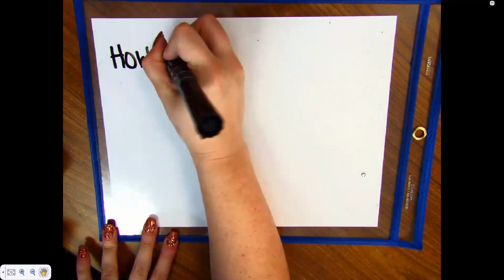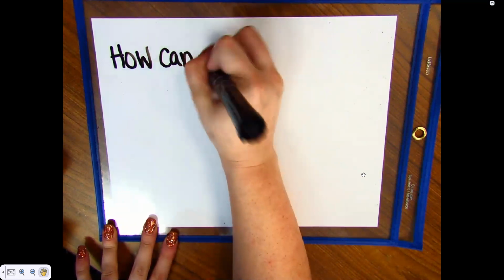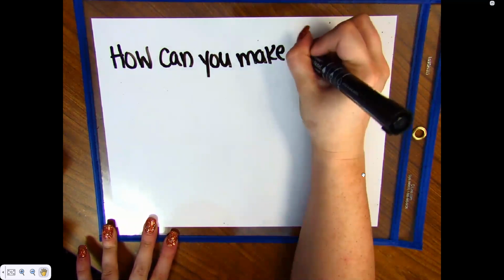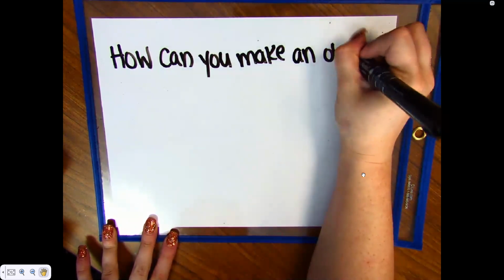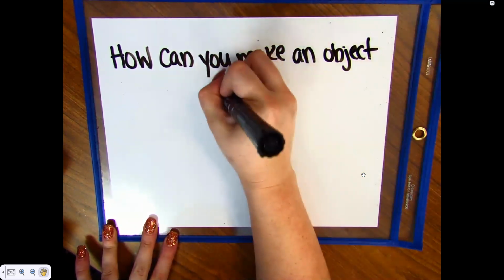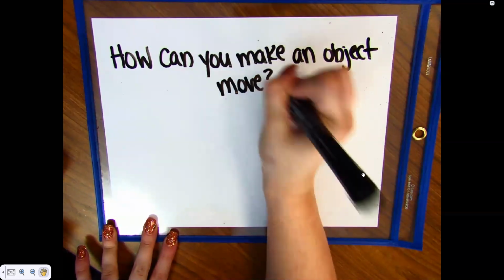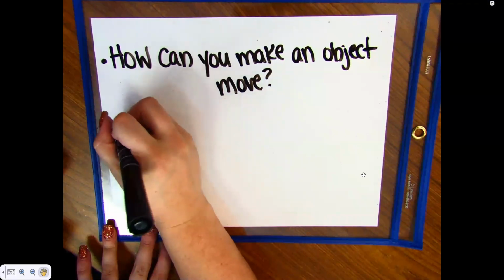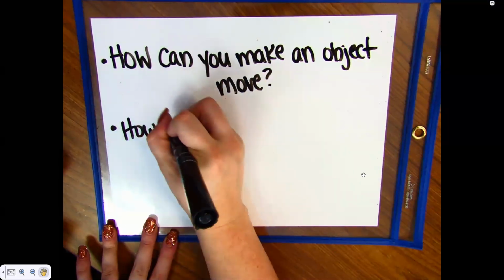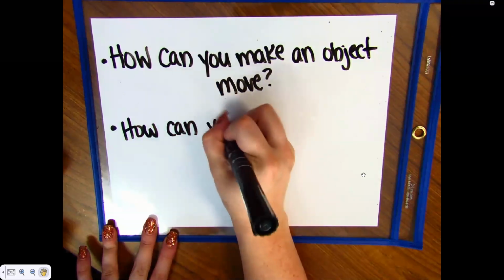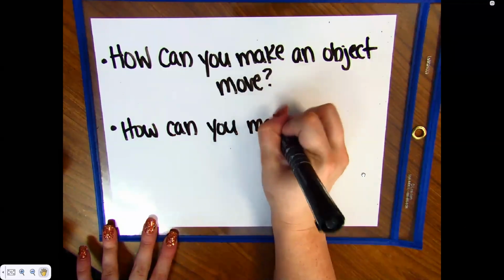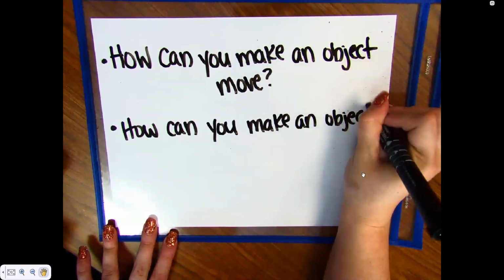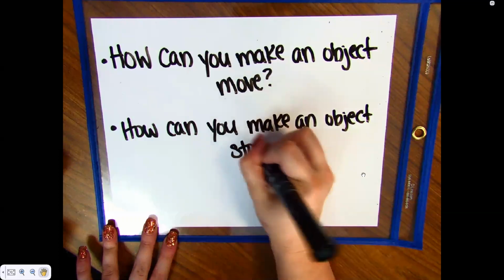How can you make an object move? How can you make an object move? My second question is, how can you make an object stop?